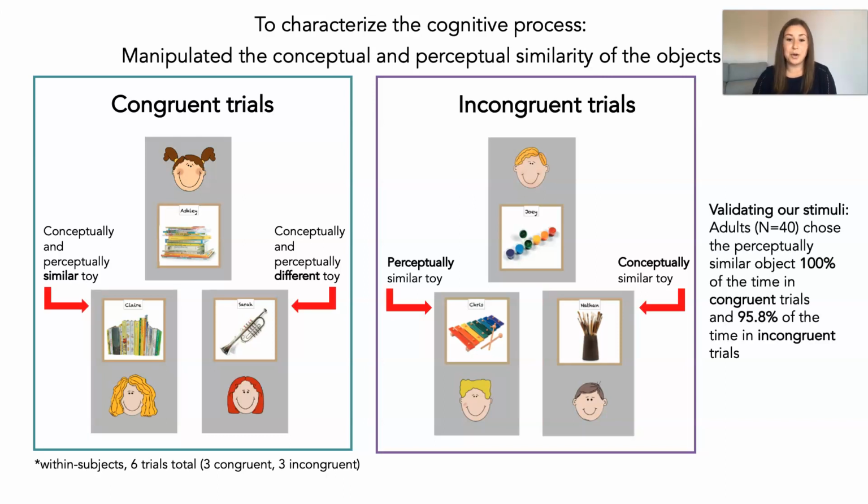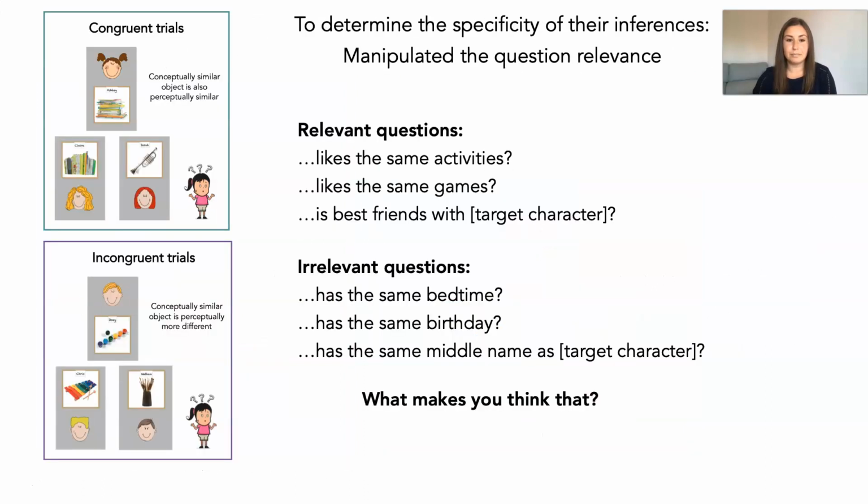And I just want to make a quick note that we asked a group of adults to judge which object was perceptually similar to the target's toy in each of the triads, and the findings validated the idea that the objects we deemed as perceptually similar actually looked most similar to the target's toy. That is, participants unanimously agreed that these items were perceptually similar in the congruent trials and did so 96% of the time in the incongruent trials, confirming, for instance, that the xylophone looked more similar to the paints than the paintbrushes.